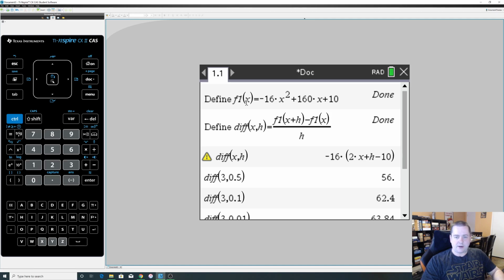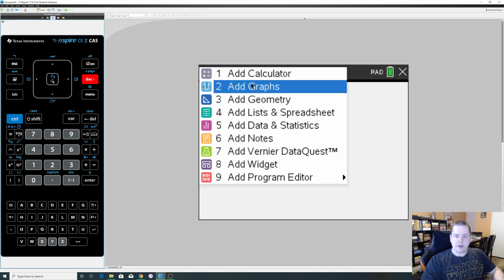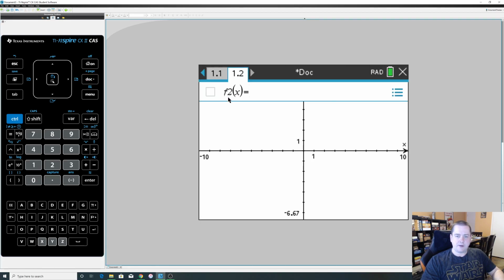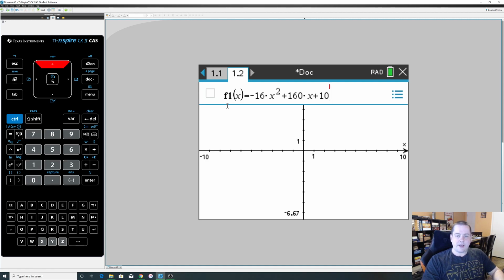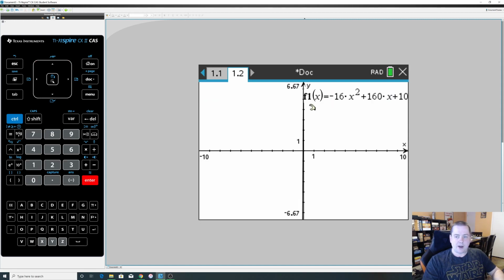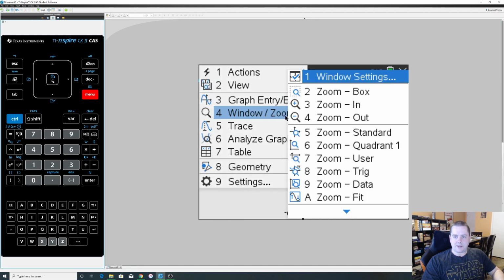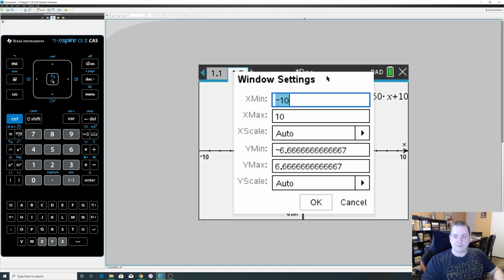I can graph it without doing any extra work. If I simply add a graphing window to this document, notice it starts at f2, and the reason is I already have f1 stored. So since I defined it in the calculator, it's already here in my graphing page. So if I just press enter to turn on the graph, I can see the graph. Now, I can't see very much because we're talking about an object that's going really fast. I like to change the window settings manually. I don't like the zoom features, although they work.